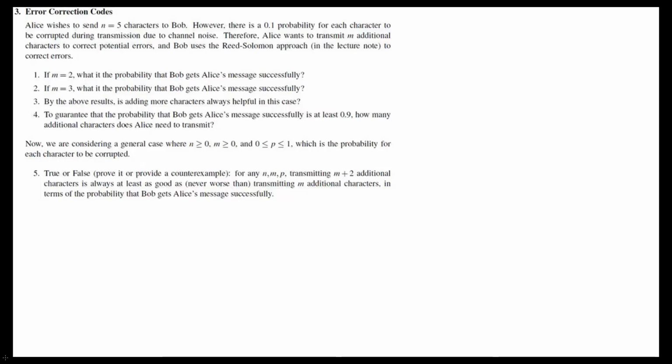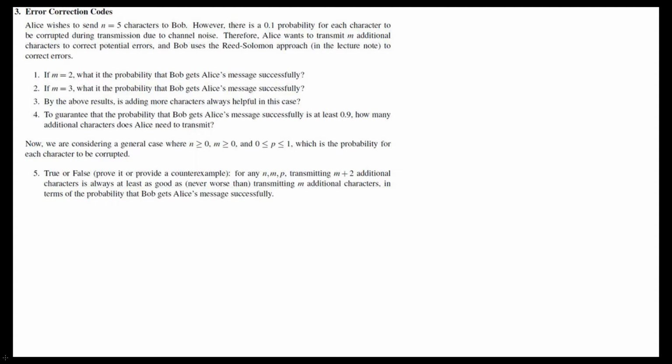In problem 3, we're looking at error correction codes again. In particular, Alice wishes to send 5 characters to Bob, but there's a 0.1 probability for each character to be corrupted during the transmission due to channel noise. Therefore, Alice wants to transmit m additional characters to correct these potential errors, and Bob uses the Reed-Solomon approach that's listed in the lecture notes to correct the errors.